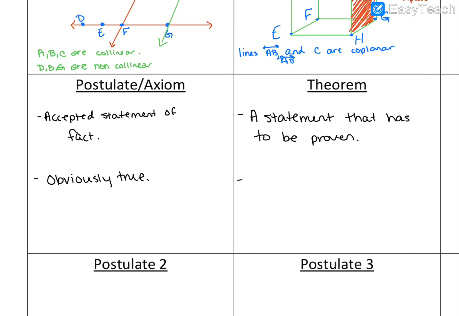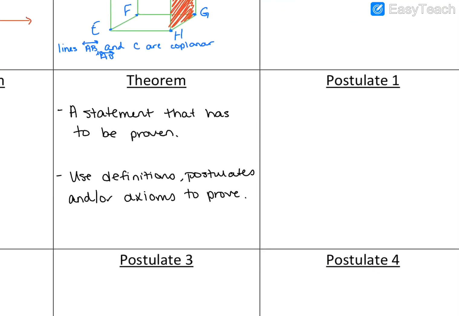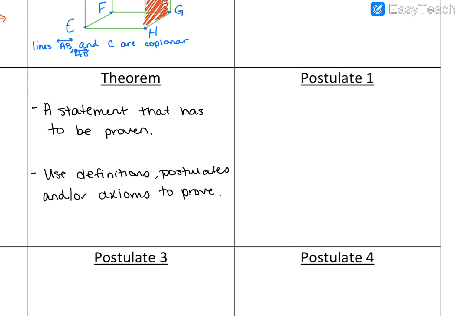Okay, and the way that we prove things is we have to use definitions, postulates, and or axioms to prove. All right, so now we have a couple postulates. Now these are things that are obviously true.